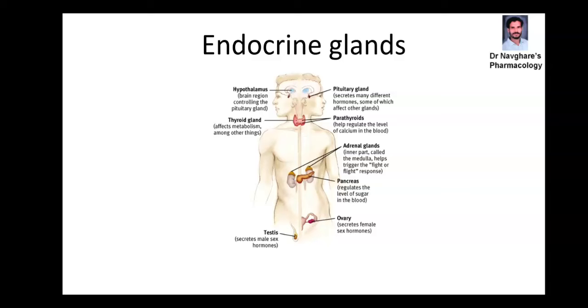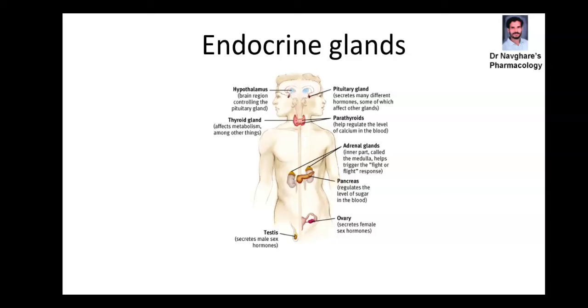So these are the different locations of glands in our body. The first endocrine gland, the main gland which controls the endocrine system, is the hypothalamus. The second, next to the hypothalamus, is the pituitary gland. The pituitary gland is also called the master gland.